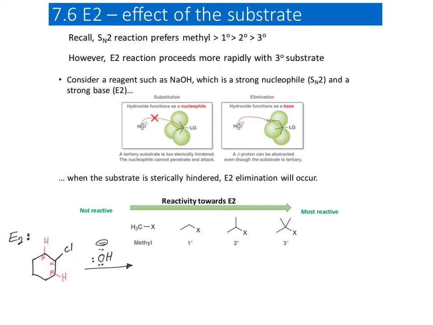Now, does it matter which one we are removing? Does it matter if the base removes this one or that one? No. Regardless of which beta proton is chosen, you would get the same product because this molecule is rotating in space. So for example, this beta hydrogen is abstracted by the base, forms a double bond, and the leaving group leaves. So everything is happening in one step in E2 mechanism.